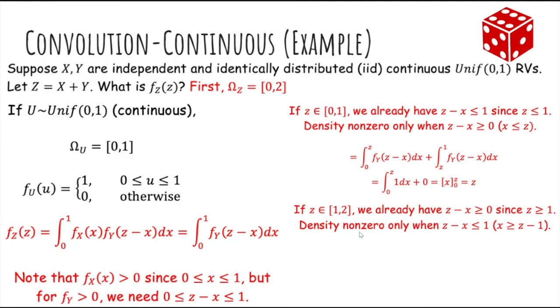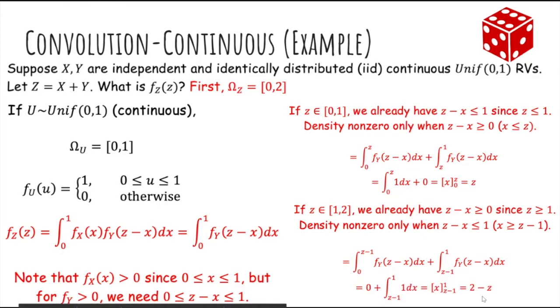If z is in the range from 1 to 2, we already know that z minus x is clearly at least 0 because z is at least 1, and x can be no more than 1. So the density is non-zero here only when z minus x is also at most 1, or equivalently, x is at least z minus 1. If you break up the integral, we only care about the range in which x is at least z minus 1, which is the right term here. In this term, the density of Y is non-zero, it's 1. So plug that in, and the final result is 2 minus z.